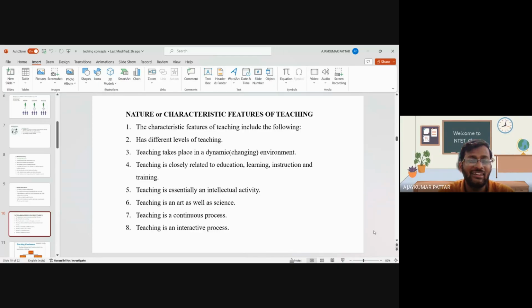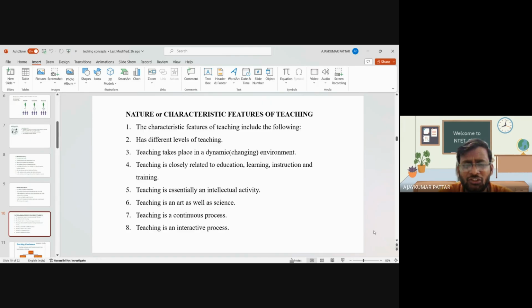Nature or characteristic features of teaching. So what are the teaching's characteristics, what is the nature, what is teaching, that is explained in this concept. The characteristic features of teaching include the following. Teaching has different levels. Teaching has different types of levels. We have studied memory level, understanding level, and reflective level, and other types of levels are also there by different authors, but we will not cover it here. We will see later on.